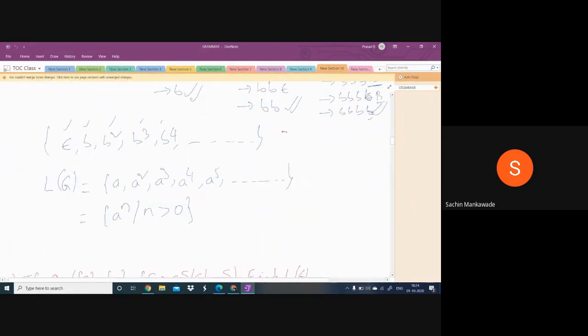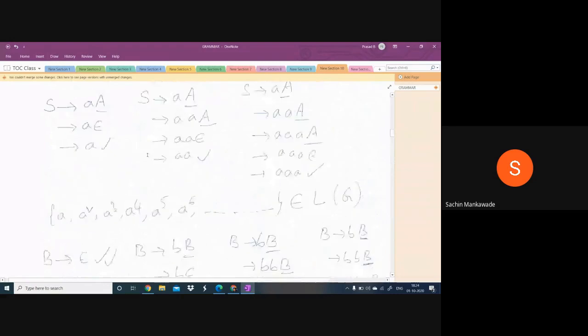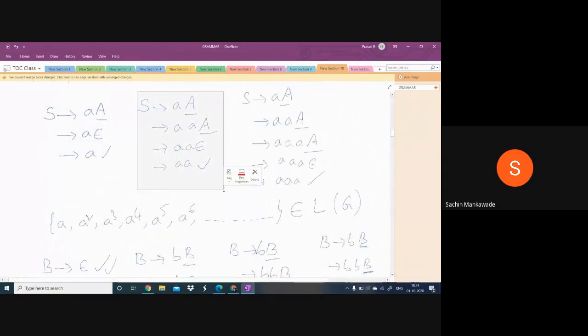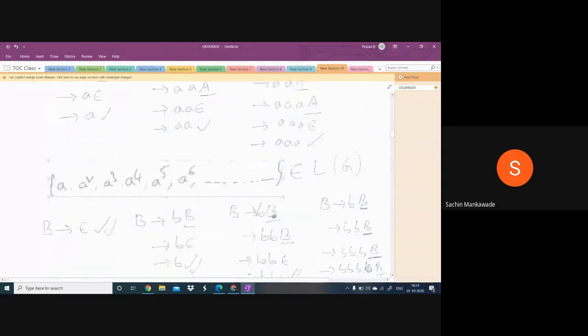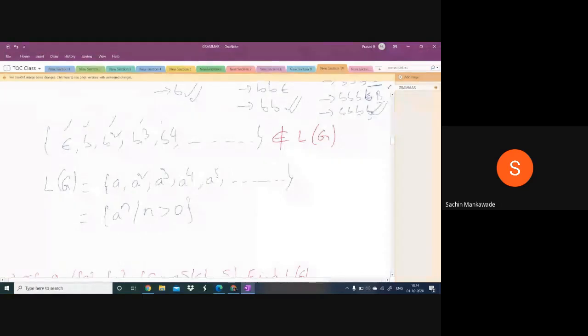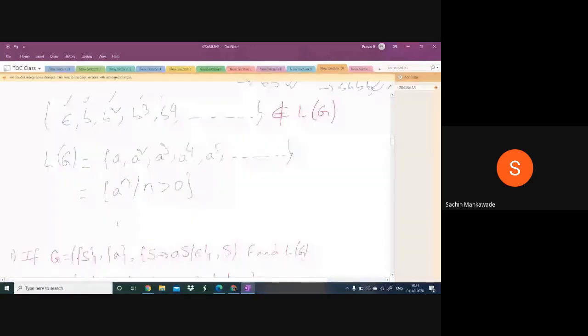Even though all these are terminal strings, they do not belong to L of G because they are not derived from the start symbol. Whereas this A, this A square, this A cube are derived from S. So all these A square, A cube, and so on are derived from S. Therefore, L of G is A square, A cube, A power 4, and so on, and in general representation that is A power n, where n is greater than or equal to 1. This is the language which can be derived from this grammar.